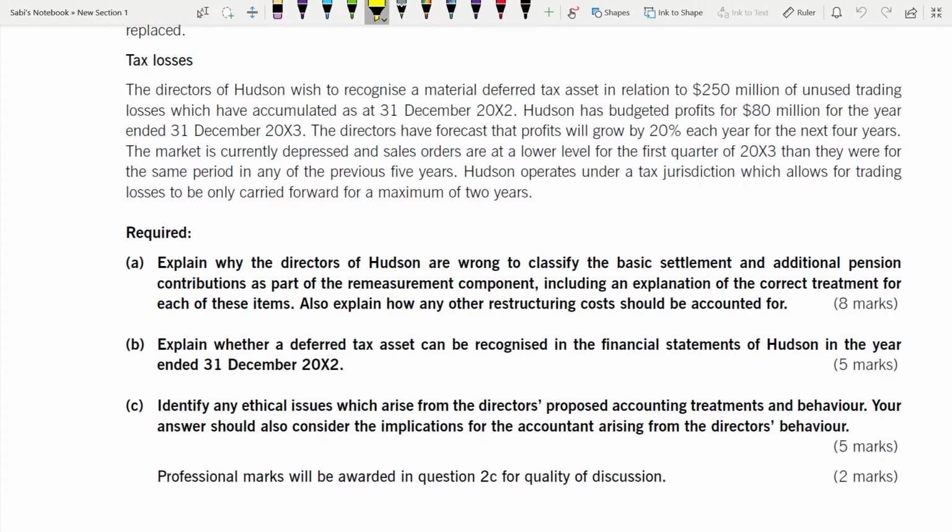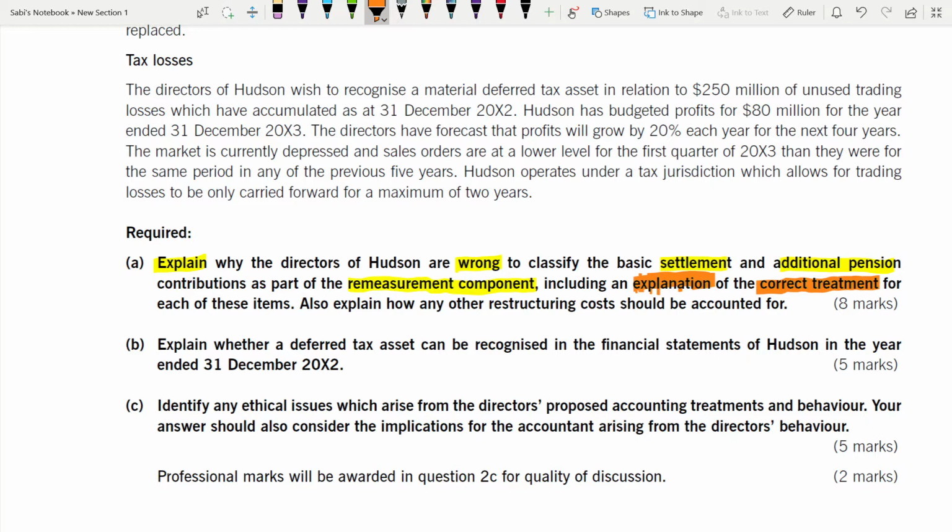First, you have to explain why the directors of Hudson are wrong. You have to explain why they are wrong to classify basic settlement and additional pension as part of remeasurement component. That is one requirement. Second, I will take a different color. Maybe here I will put different color. Explanation of the correct treatment. So next is explanation of the correct treatment for each of these items. Each of the items means the settlement and the pension contribution.